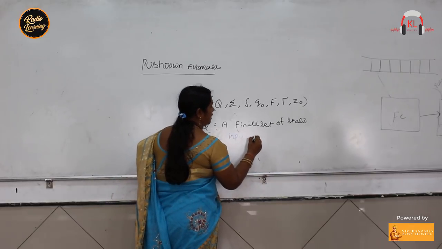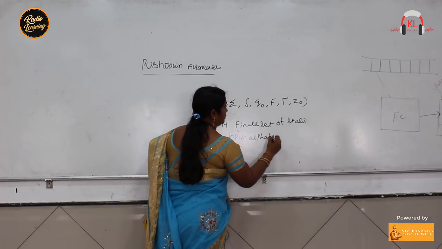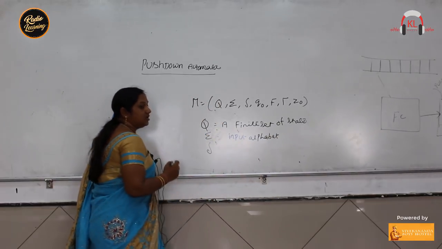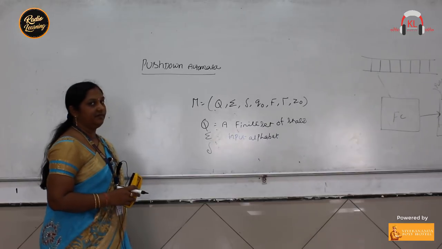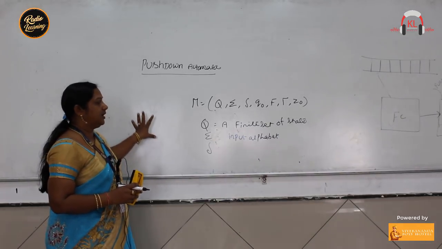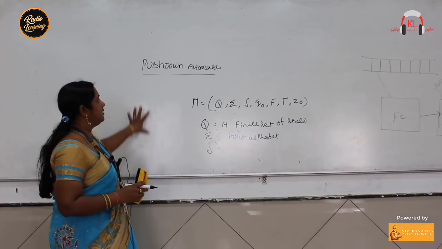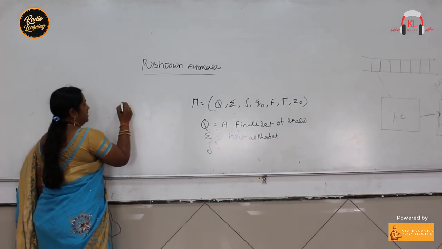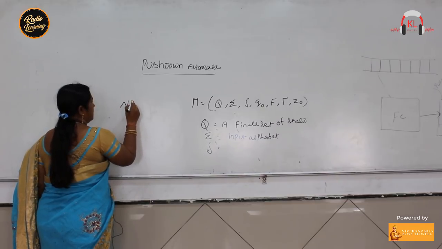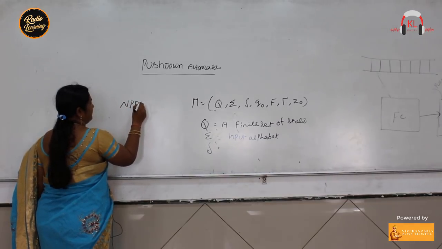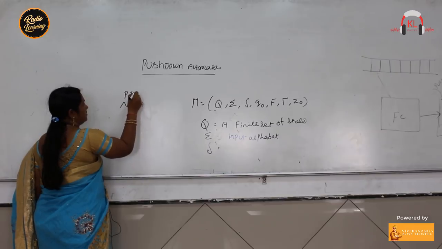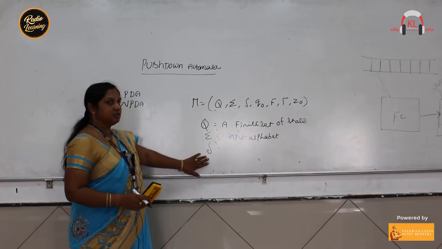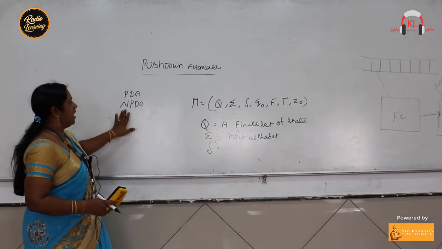Here I am writing the input alphabets, whatever inputs you are taking, and delta is the transition function. The transition function will differ for deterministic finite automata, non-deterministic finite automata, and pushdown automata. Under the pushdown automata we also have NPDA, that is non-deterministic pushdown automata, and DPDA, that is deterministic pushdown automata. This transition function will differ for PDA and NPDA.